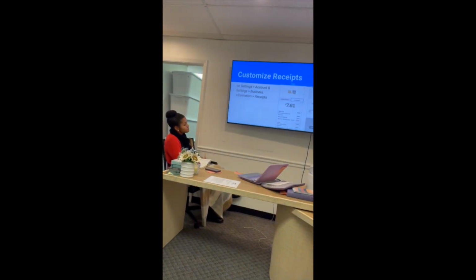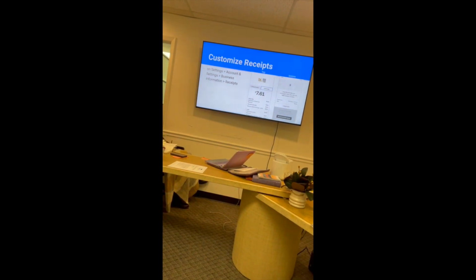You can customize receipts. Earlier this week, I showed Tiana because I asked her opinion about it. You're able to customize receipts by going to your settings, account and settings, and then business information and receipts. I did this through the website. I'm not sure if you can access it through the mobile app, I will have to try. But through the website, you go to account and settings, then business information, then receipts.